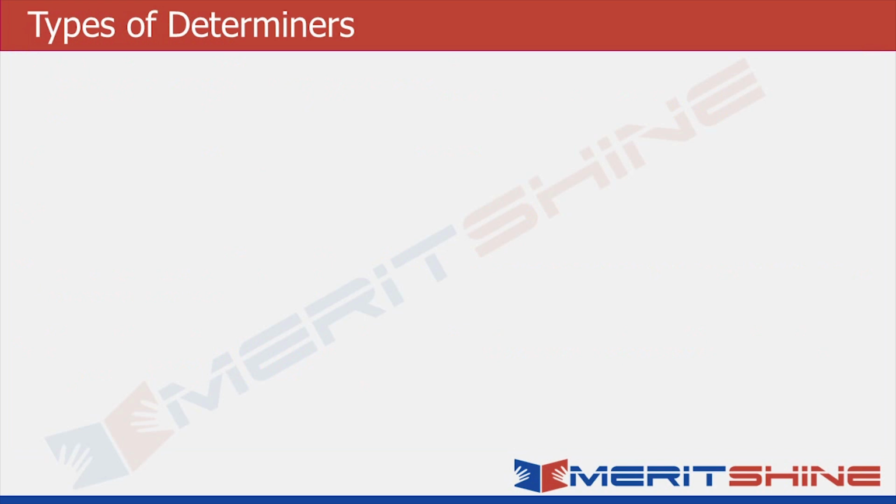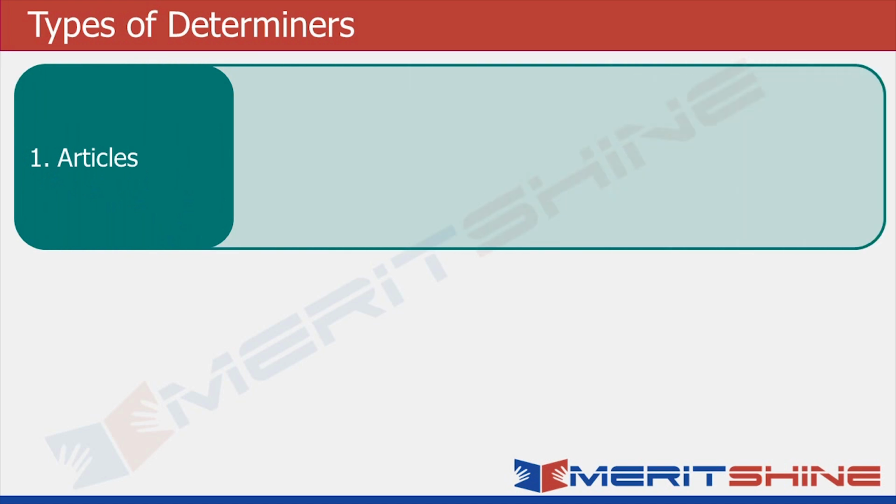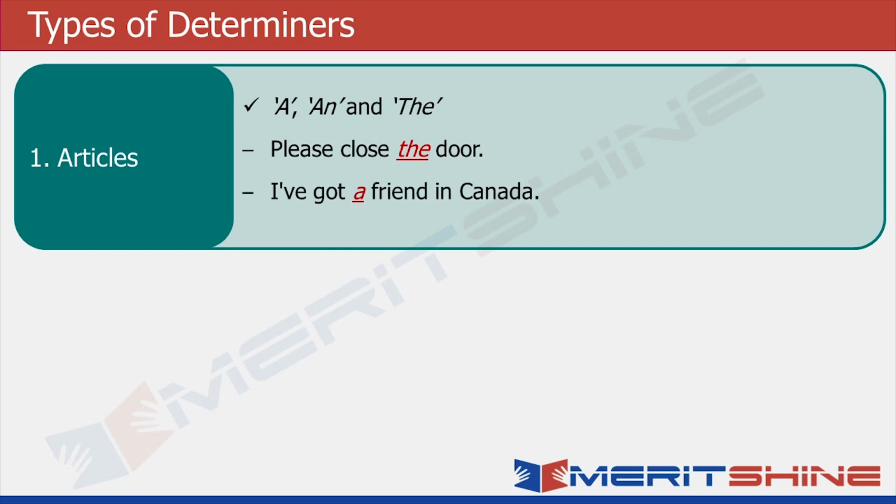Determiners are broadly classified into 6 categories. Let us look at them one by one. First, articles. There are 3 articles: a, an, and the. Please close the door. Here the article the refers to the specific noun door. I have got a friend in Canada. Here the article a refers to a general noun friend.